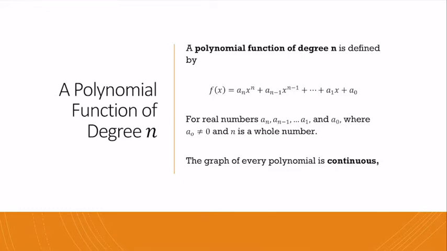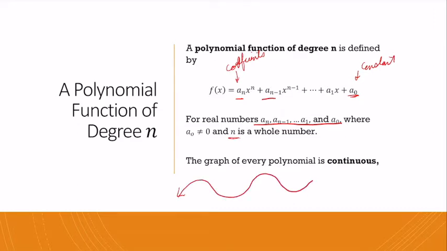A polynomial function of degree n is defined by f of x equals a sub n x to the n, plus a sub n minus 1 x to the n minus 1, and so on and so forth. And last we have a sub naught, which is our constant. All these a sub n's are our coefficients. And a sub n through a sub 1 are all real numbers, and our exponents are all whole numbers. The graph of every polynomial is continuous. That means that I can draw it without picking up my pencil.